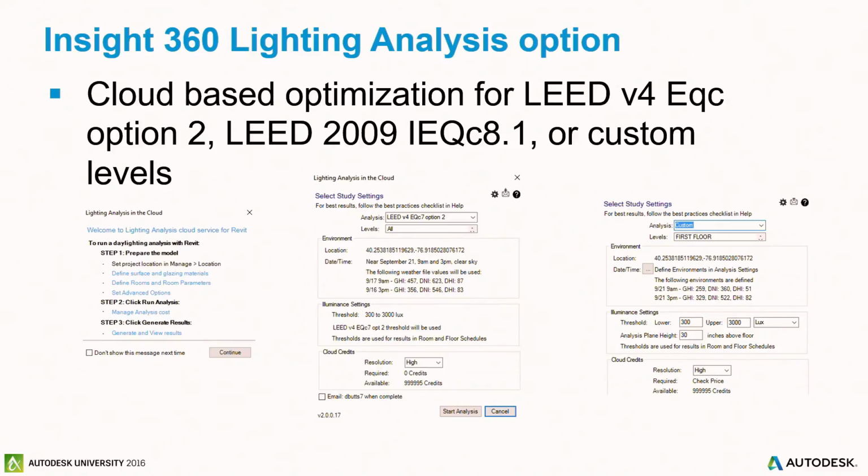If you look right over here, you're going to see that you have the initial report that shows up that says, prepare the model. You want to make sure you have the location set. You want to define your surface and glazing materials. Make sure your rooms are defined, set your options, and then manage what your analysis cost is going to be.